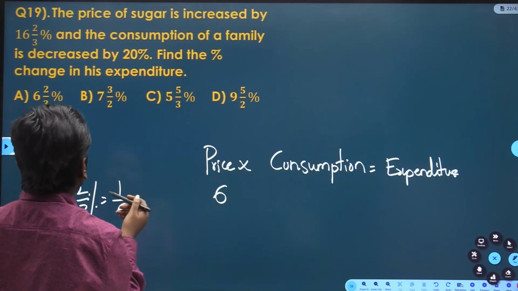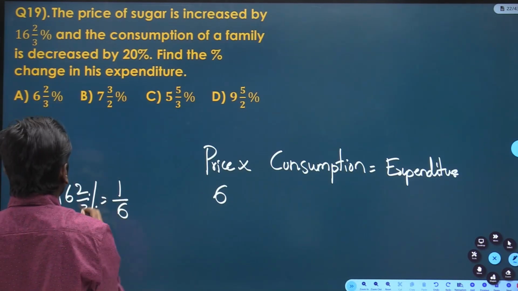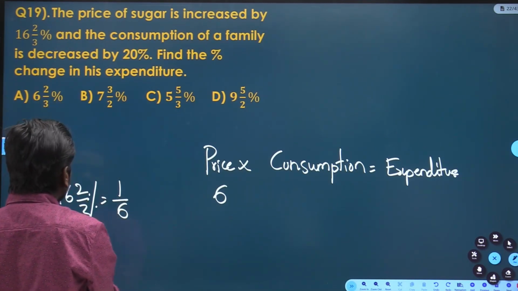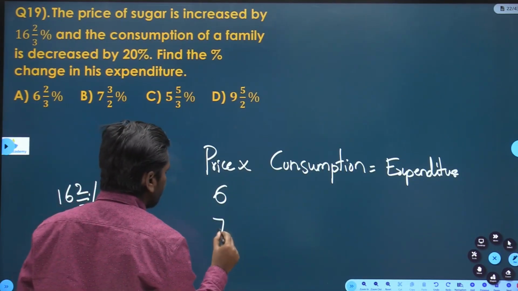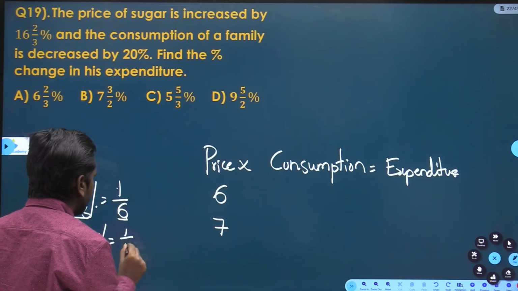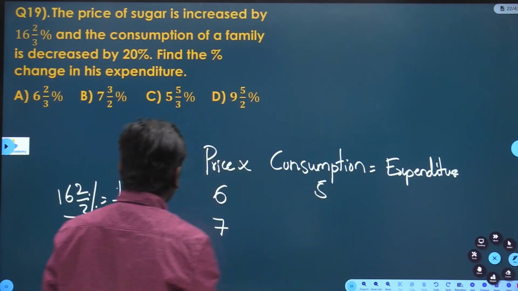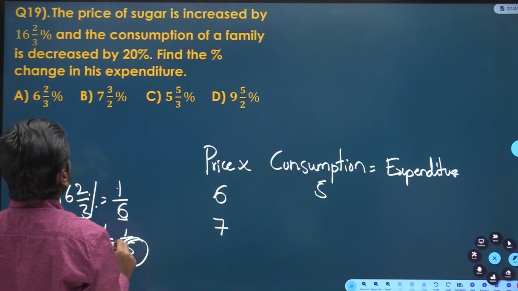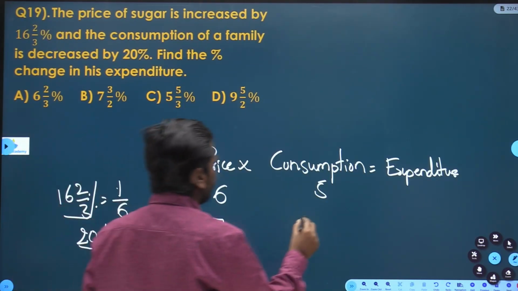What it is saying, the price of the sugar is increased by 16 2/3 percentage. So 16 2/3 percentage of 6 is what? 1. So 6 plus 1 is 7. Okay, in the same way 20 percentage is 1 by 5. We assume the denominator 5 units as the original consumption, and the 5 is decreased by 20 percentage. 20 percentage of 5 is 1. When the 1 is decreased from the 5 you will get 4.